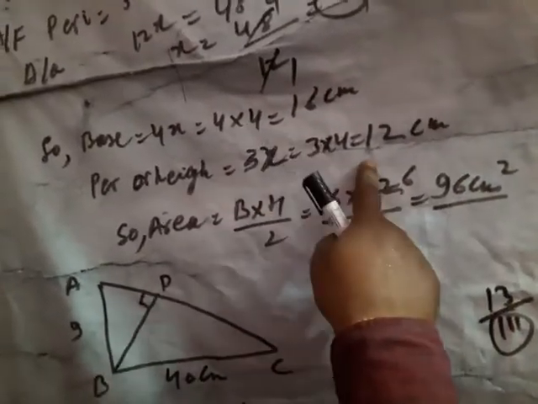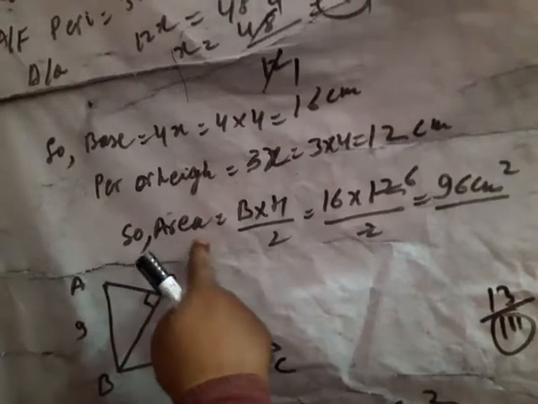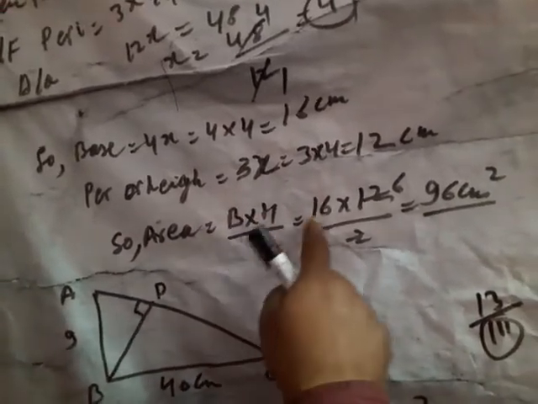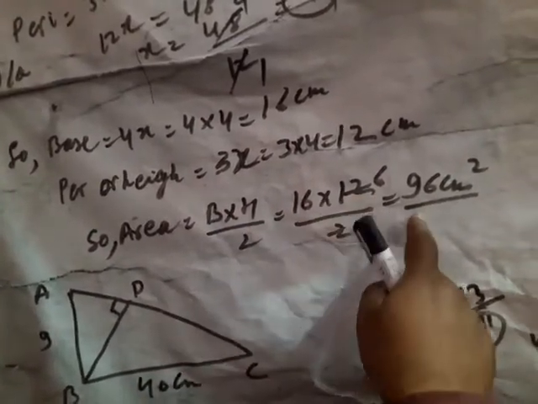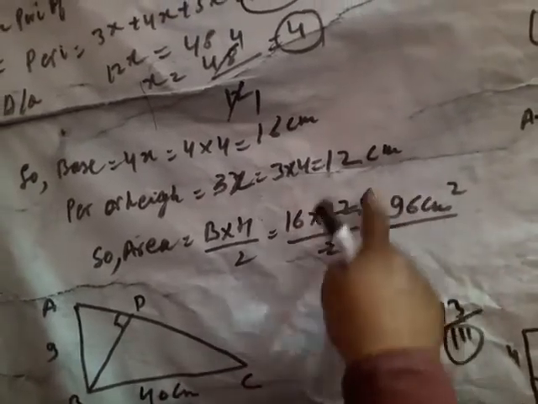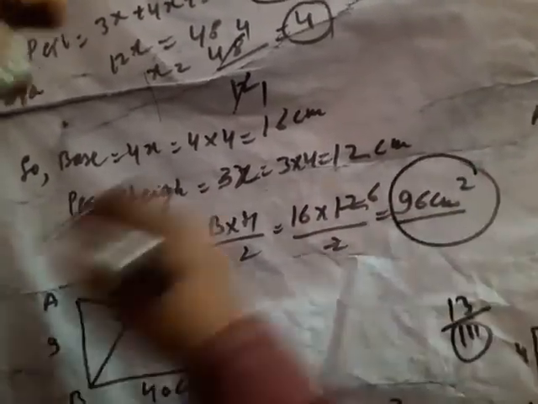This is our base and this is our height. Now find the area. Area is equal to base into height upon 2. So base into height upon 2. After solving, our answer comes 96 centimeter square.